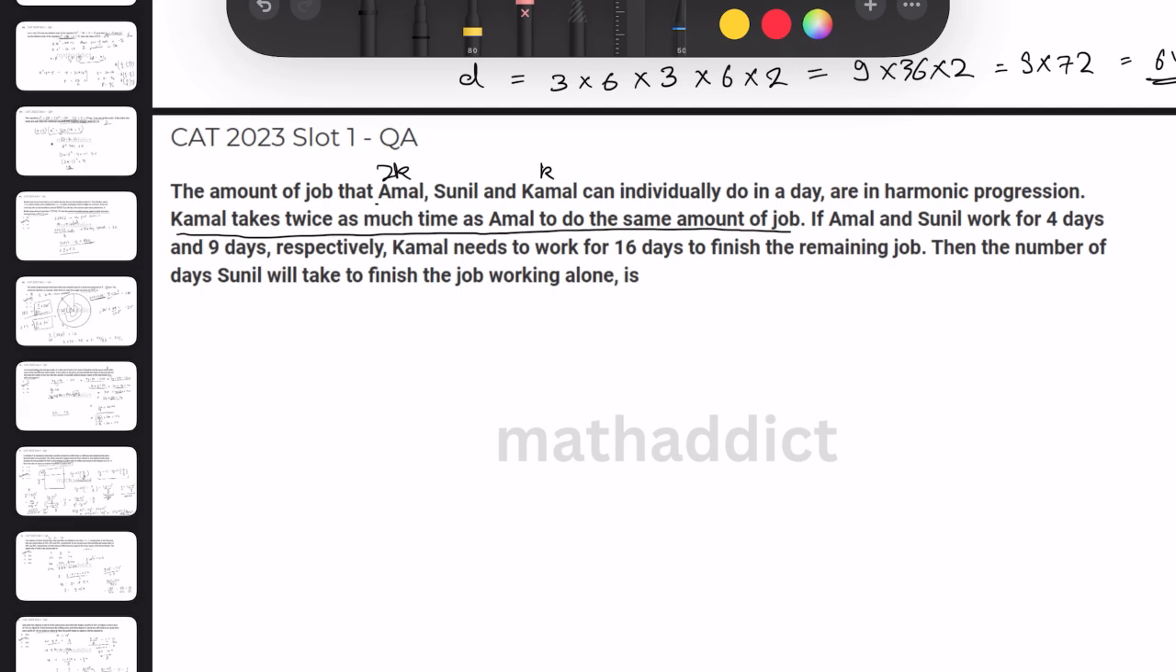And the three are in harmonic progression. That gives the work per day of Sunil as the harmonic mean of Kamal's and Amal's. The harmonic mean of two numbers A and B is 2AB upon A plus B. So here A is 2K and B is K. So this becomes 2 into 2K times K upon 2K plus K.